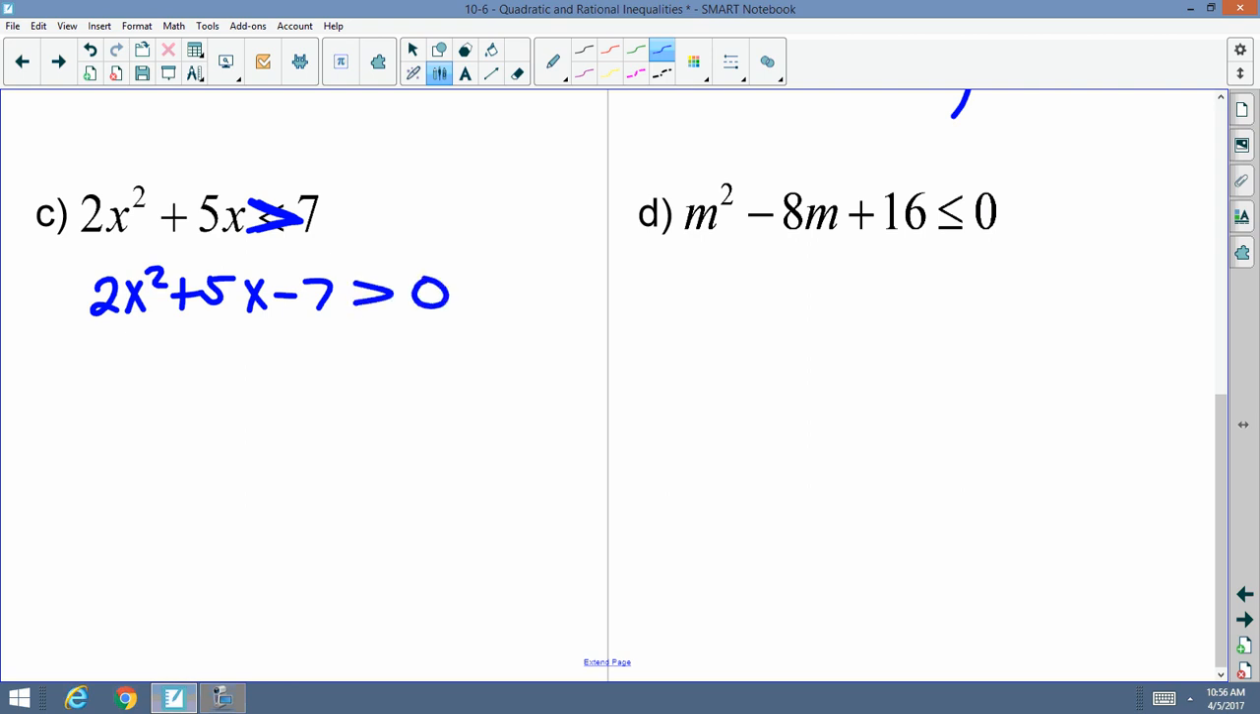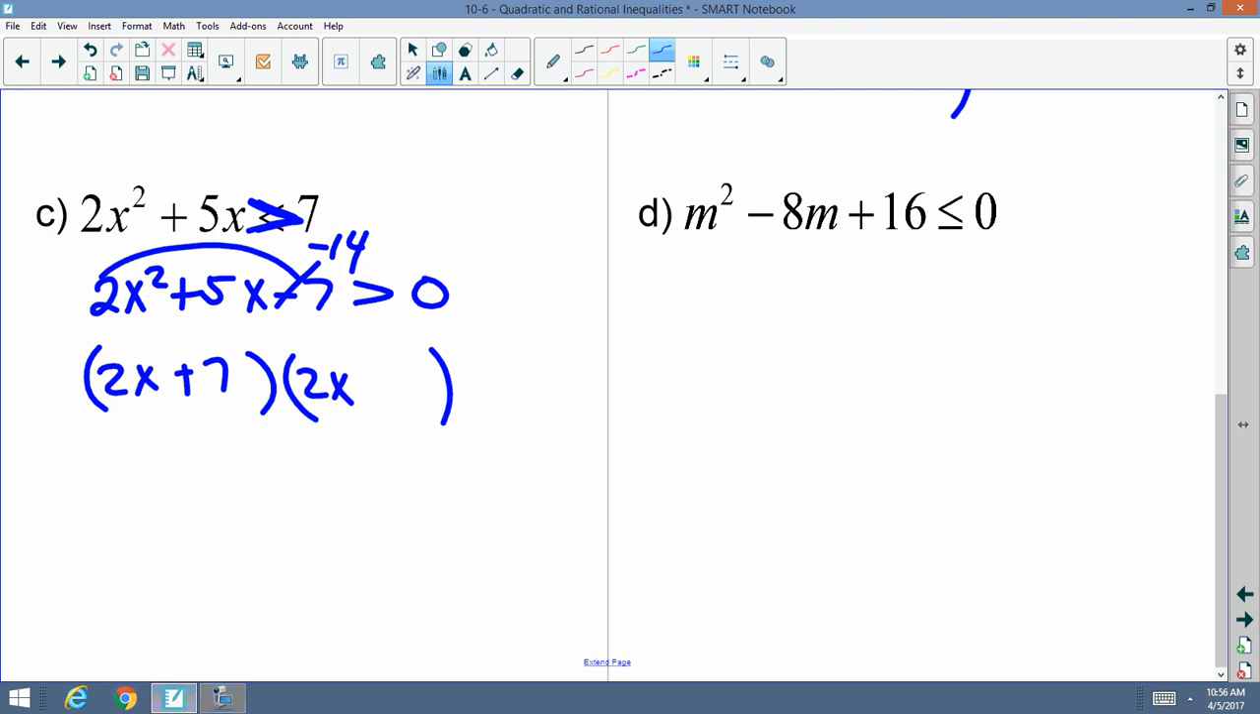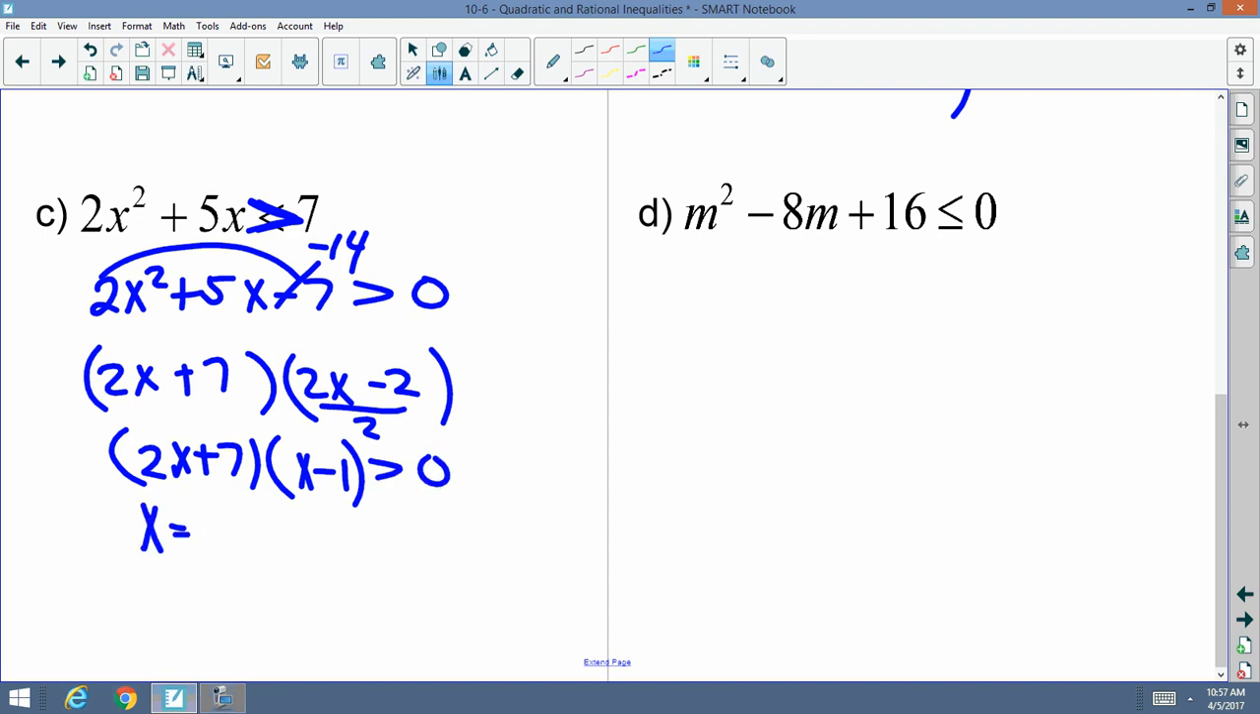Now let's see what we got here. This is 2x. My new c is negative 14. What times what is negative 14, but when I add it together, it's positive 5? Positive 7, negative 2, very good. Imaginary factor. I got 2x plus 7 and x minus 1 is greater than 0. So that means x is equal to negative 7 halves and positive 1.